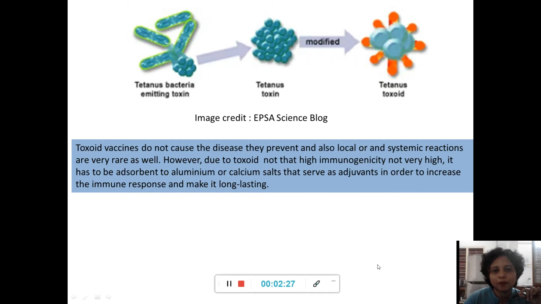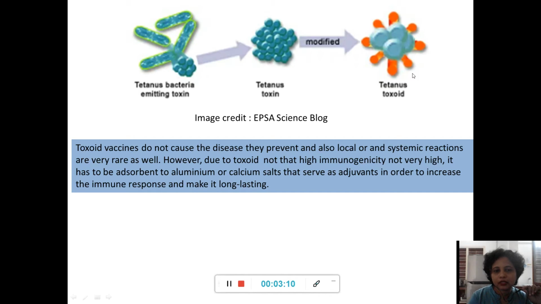Now, this is a picture depicting how a toxoid is made. In this picture you have a tetanus bacterium which is emitting the toxin. The green color is the cell's border, and the pink-blue color is the toxin. So, this bacterium is producing the toxin, and that toxin is being liberated outside. This is a tetanus toxin, and it is further modified. The modifications are detailed, but we just go through the surface of it. This modified tetanus toxoid is mainly used as a vaccine.